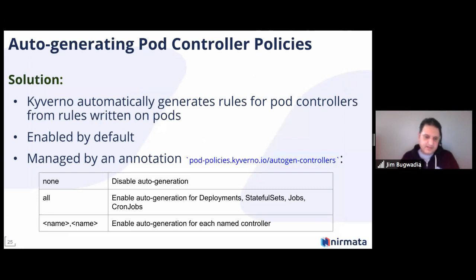The solution that we came up with is that with Kyverno, you can write policies at the pod level. Because Kyverno is familiar with Kubernetes workload APIs and the object model, it can automatically generate policies for different controllers based on an annotation. By default, the value is all, so if you write a policy for a pod, it will automatically apply to deployments, stateful sets, jobs, cron jobs, etc. But you can change this in your policy if you wish.